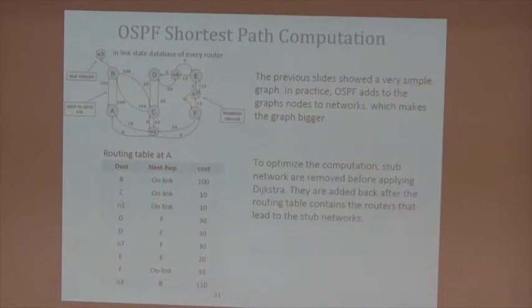Yes? Do we not have N6 in the table? We don't have N6 in the table. Where is N6? Between D and E. Between D and E. Yes, of course, it will also be in the table. There will be a destination entry for all possible networks, including N6. Right.